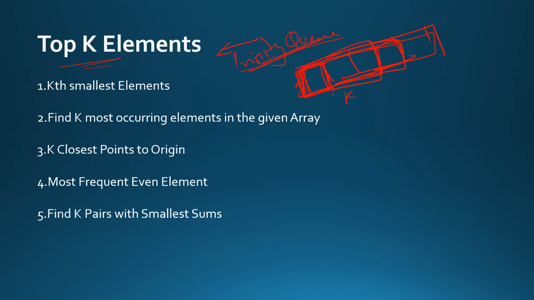but there may be a possibility that this also gives us our appropriate answer. So we compare both answers from this window to another window and check which is the smallest from these three, right? Similarly, find k most occurring elements in the given array using frequency counting of the elements. K closest points to origin, similar most frequent even numbers, and find k pairs with smallest sum.